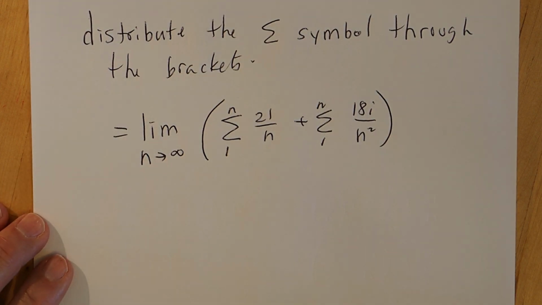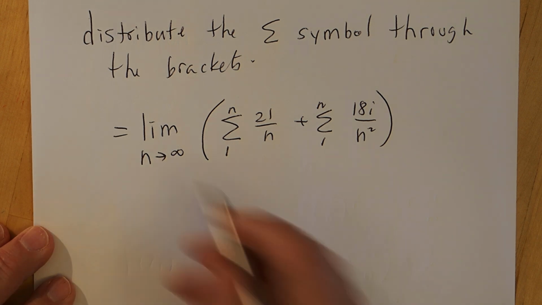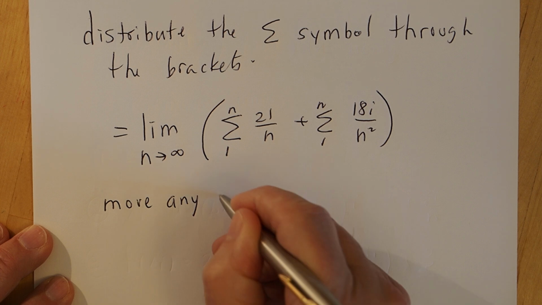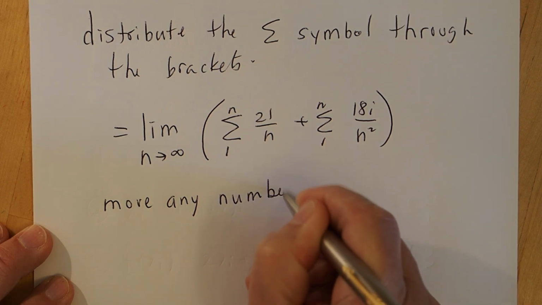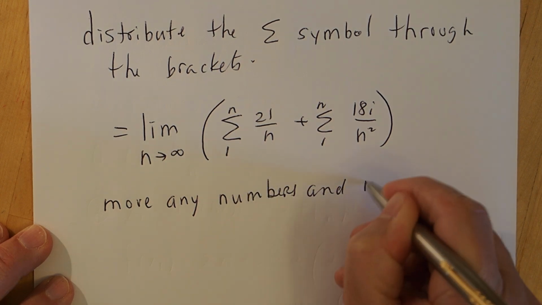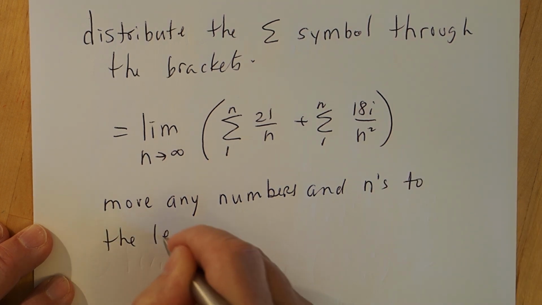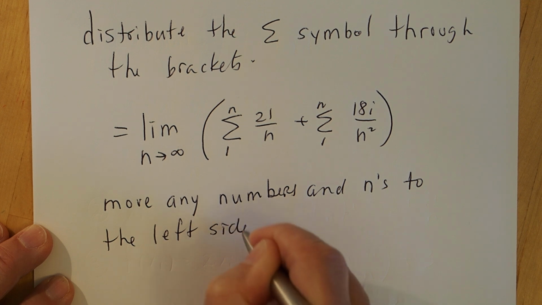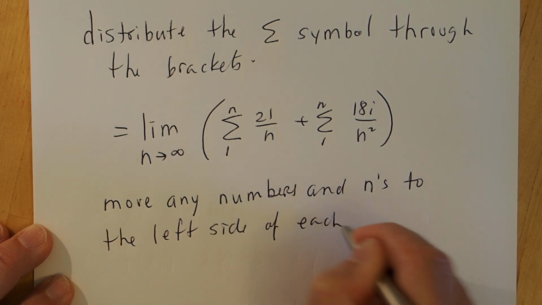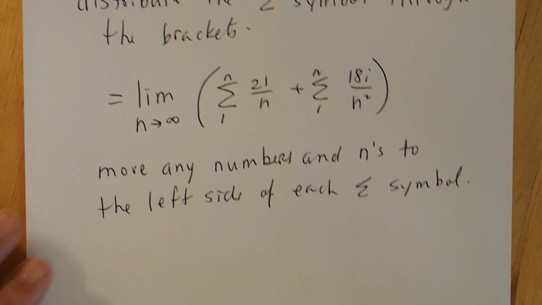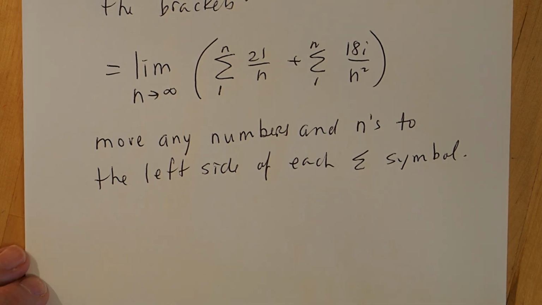Next thing you do is this. You move any numbers and any n's to the left side of each sum symbol. That's the most difficult instruction to find. That's the most difficult thing to think of at this point. It's the number one place where students go wrong in this type of question.